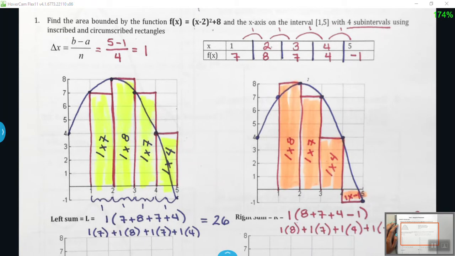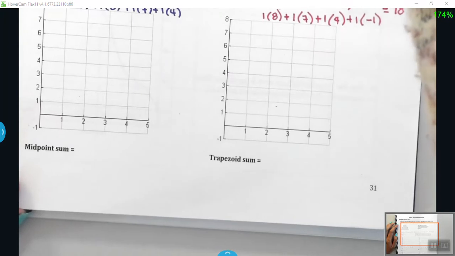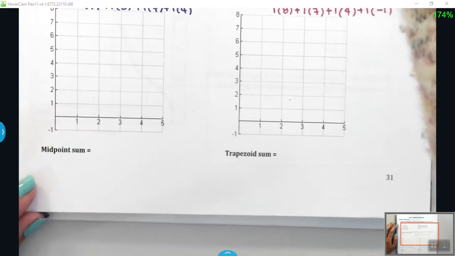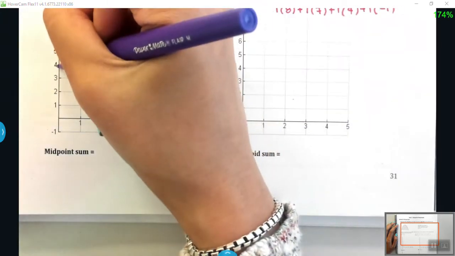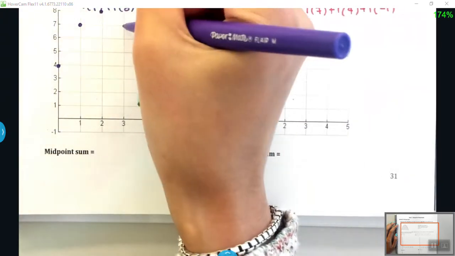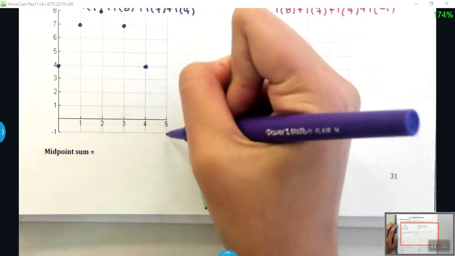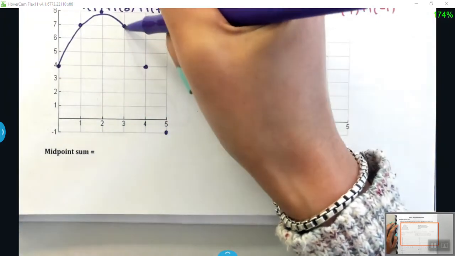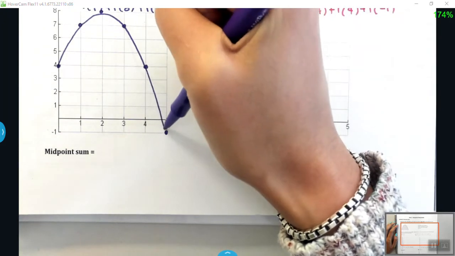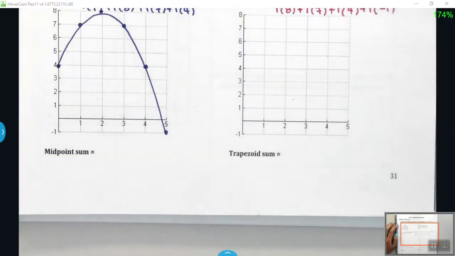Shall we do midpoint? Now some guy was like, oh, well these are leaving out all this space. What's the better idea? The better idea is to go in between them. So if we drew our graph again, 4, 7, 8, 7, 4, -1.